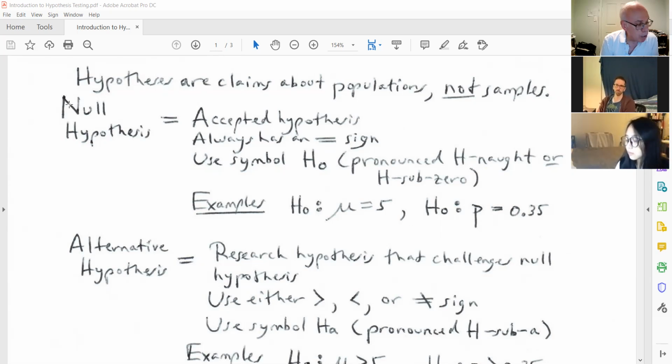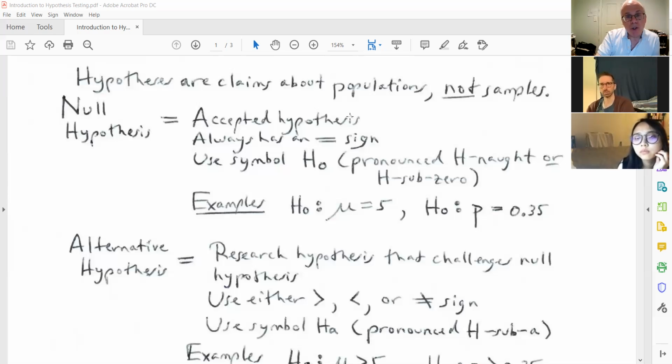Now, in the book, if you're going through the book, it does something that's not as traditional as other textbooks do. In the null hypothesis, I state here that we should always use an equal sign. All right. That would include cases where we have less than or equal to or greater than or equal to as possibilities. But I tell people just use the equal sign because that way you don't have to think so much about the null hypothesis. All right.